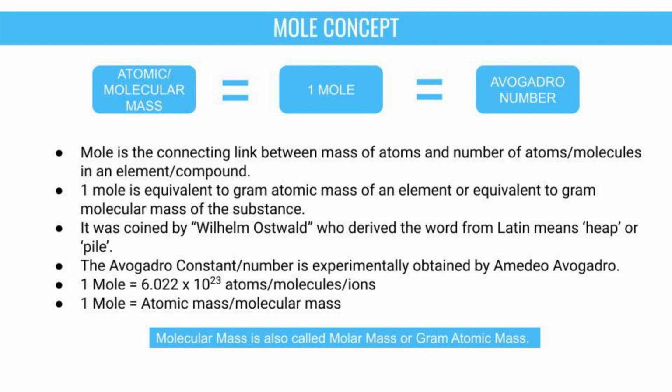1 mole is equivalent to the gram atomic mass of an element, or equivalent to the gram molecular mass of the substance. The term was coined by Wilhelm Ostwald, who derived the word from Latin, meaning heap or pile. The Avogadro constant was experimentally obtained by Amedeo Avogadro. 1 mole equals 6.022 times 10 to the power 23 atoms, molecules, or ions. Also, 1 mole equals the atomic mass or molecular mass. It is also to be noted that molecular mass is also called molar mass or gram atomic mass.